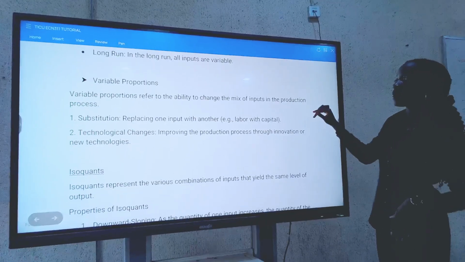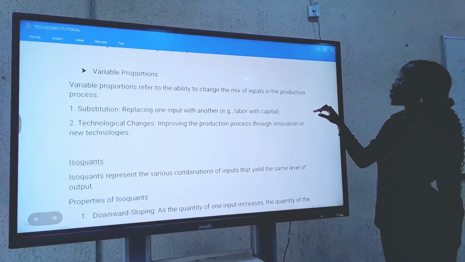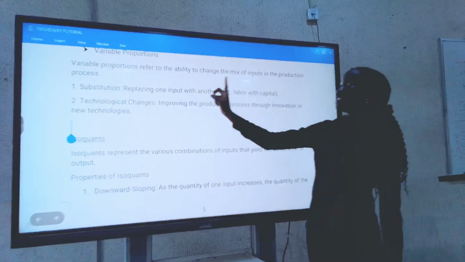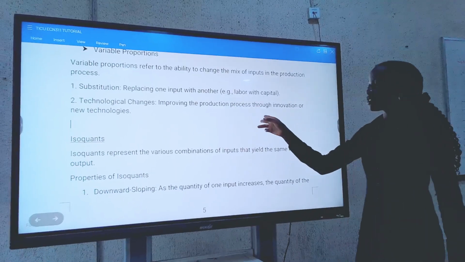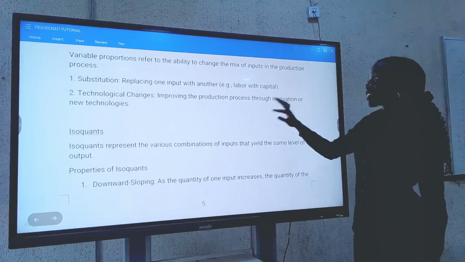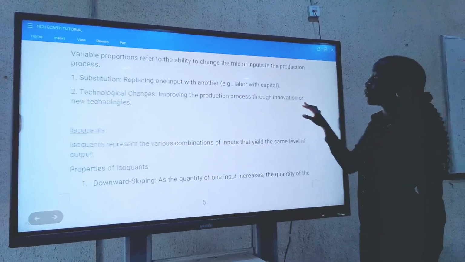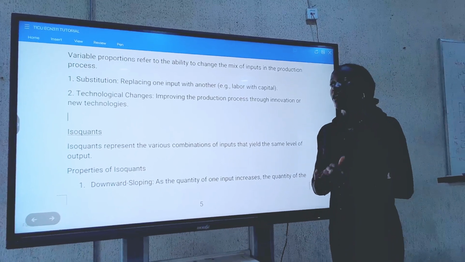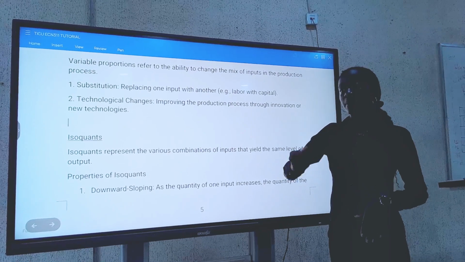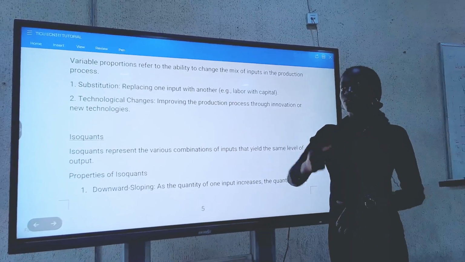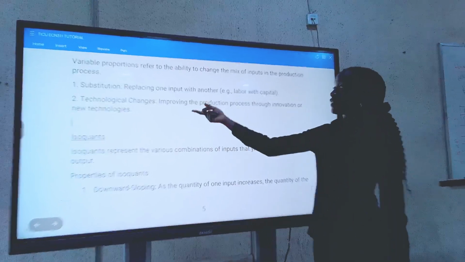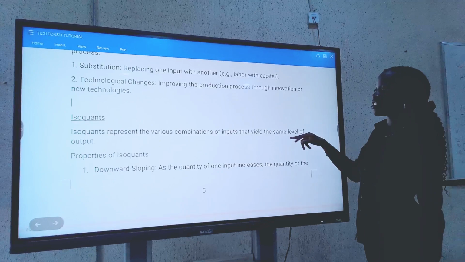And then we have variable proportions, that refers to the ability to change the mix of inputs in the production process. And it is substitution, replacing one input with another, as I explained with the watermelon and orange. Then technology, improving the production process through innovation or new technologies. Let's say normally I make my fruit juice using my hand to blend it, but now I use an electric blender. That's basically what technological change is about.